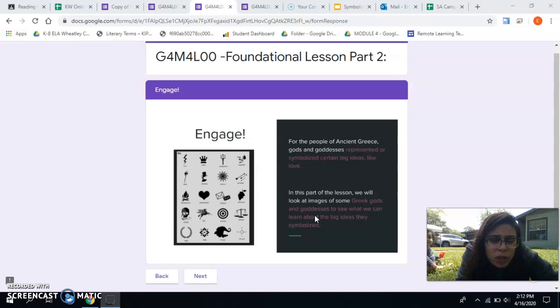So I'm going to put a really big focus on represented or symbolized certain big ideas. Then it gives the example of love. So an example would be, there is the goddess of love, right? So she represents love. That's what she represents. But her symbol could be a heart.